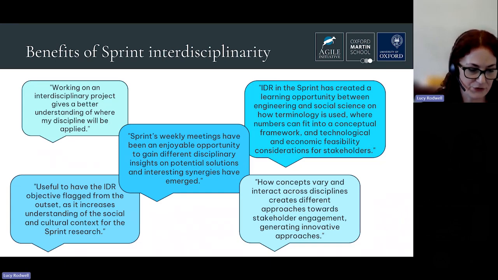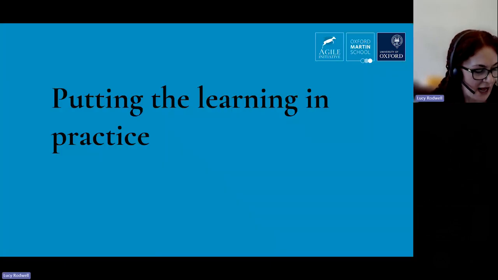So I'm now going to move on to the next section. And this looks at how you can incorporate learning from sprints and put it into practice.